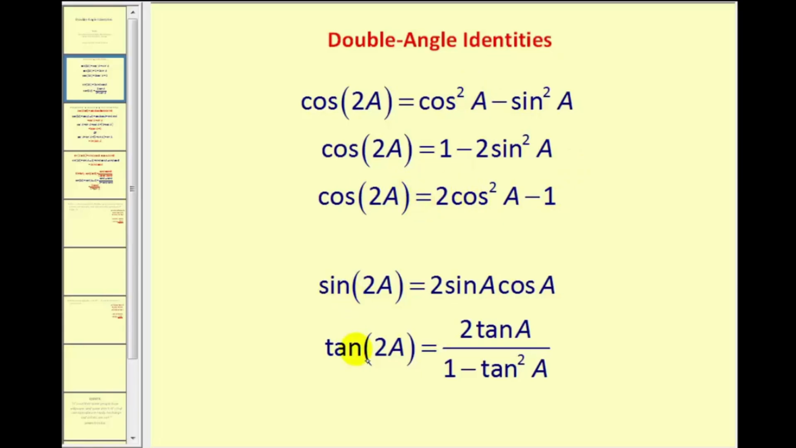And for sine and tangent, there's only one double angle identity. Sine 2a is equal to 2 times sine a times cosine a. Tangent 2a is equal to 2 times tangent a, all over 1 minus tangent squared a. Let's take a quick look at how these can be verified.